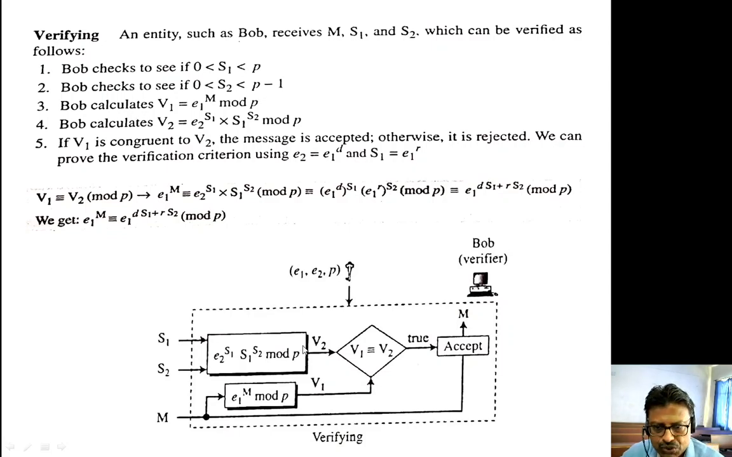Now Bob calculates two values, V1 and V2. V1 is calculated as E1 to the power M mod P. E1 is the public key, known to Bob, M is the actual message, and P is also known. Now Bob also calculates the value of V2, which is E2 to the power S1 times S1 to the power S2. S1 and S2 it has received, so it can find the value of V2. If V1 is congruent to V2, the message is accepted, otherwise it is rejected.